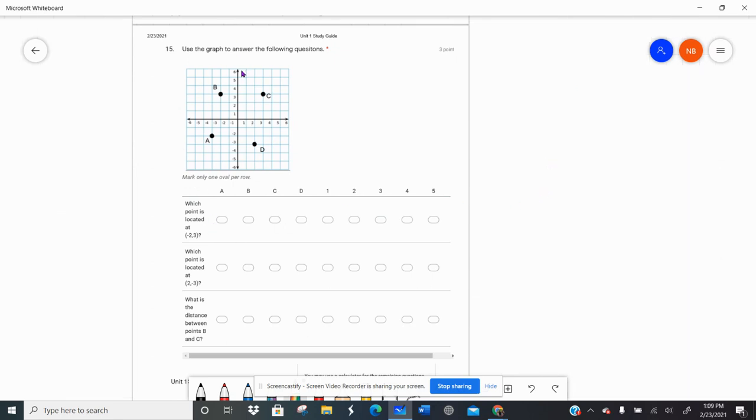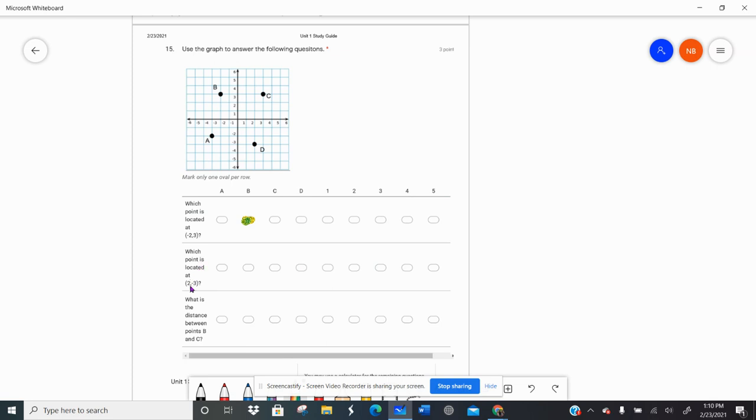Here we go. We got another coordinate plane, a bunch of points that are plotted for us or ordered pairs. So let's go ahead and solve this one. It says, which point is located at -2, +3? Okay, so I start at the origin. I'm going -2, which means I go 1, 2 left, +3, 1, 2, 3 up. I'm at point B.